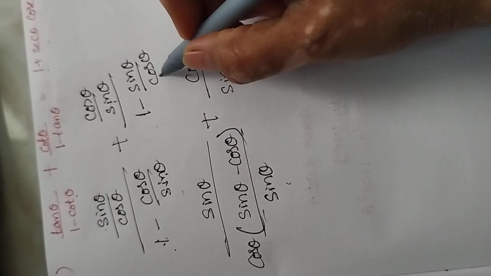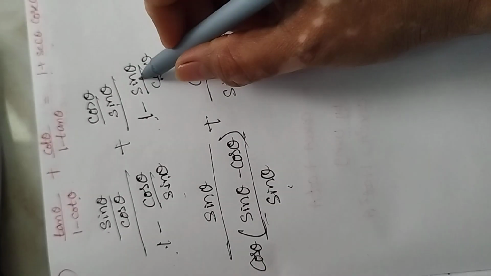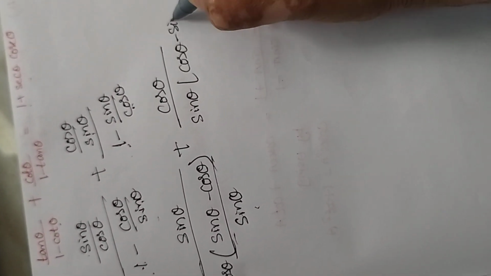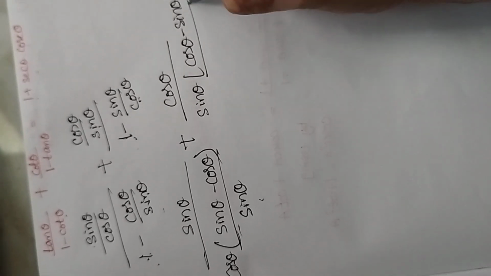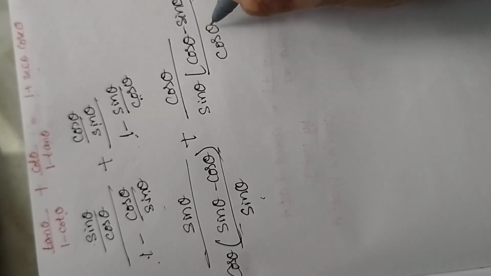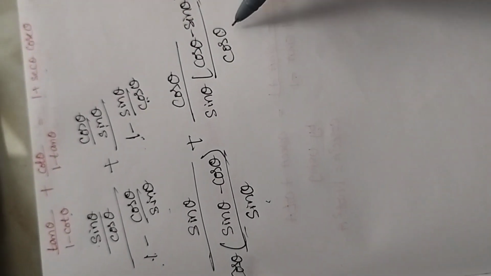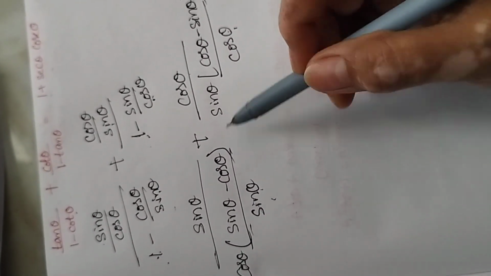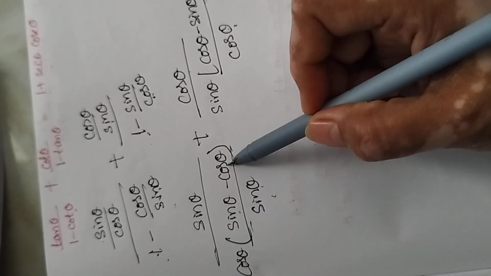Now this part we should take LCM. Cos theta minus sin theta by cos theta. So this will reciprocal next. It will go to numerator. Same manner this. Okay. So next you observe here you have sin theta minus cos theta.